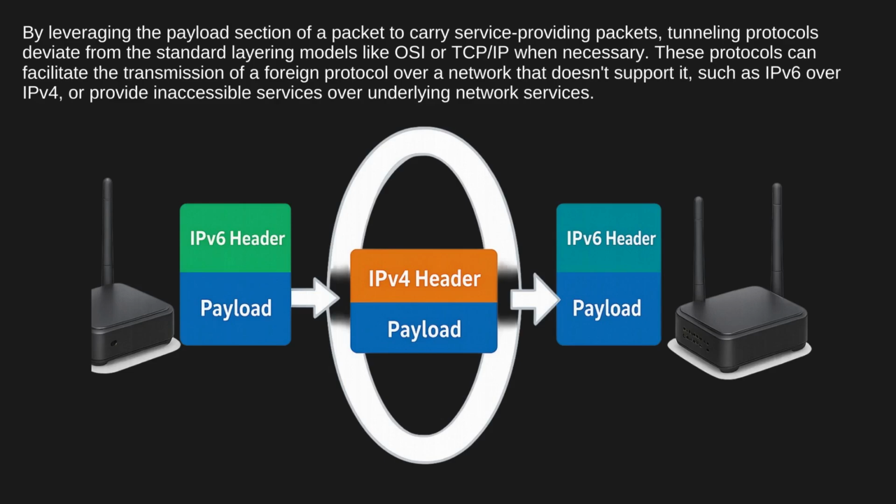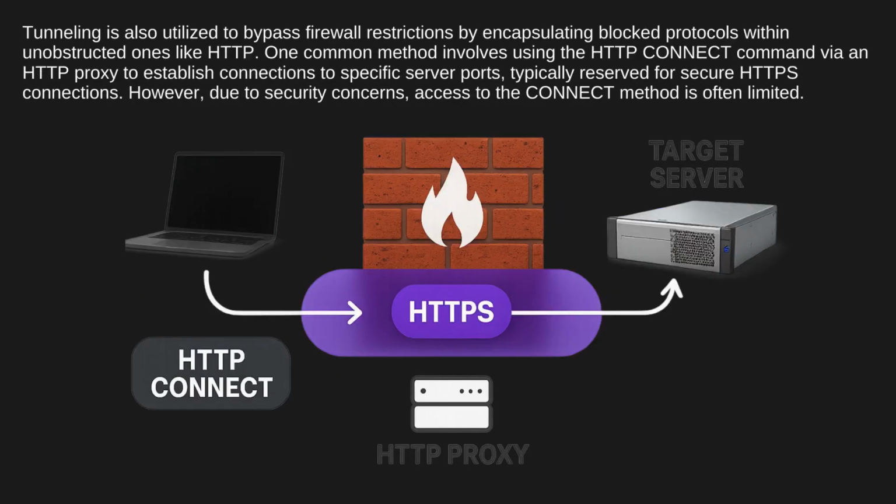These protocols can facilitate the transmission of a foreign protocol over a network that doesn't support it, such as IPv6 over IPv4, or provide inaccessible services over underlying network services. Tunneling is also utilized to bypass firewall restrictions by encapsulating blocked protocols within unobstructed ones like HTTP.